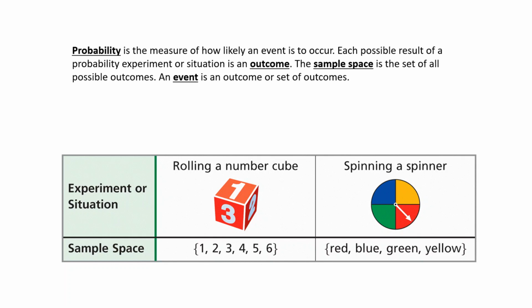All right, so let's take a look at some examples. So the experiment or situation is rolling a number cube, or in this case, spinning a spinner. So the sample space, that's just how many choices or how many outcomes there could be. So it could be 1, 2, 3, 4, 5, or 6 for the number cube, or your outcome could be red, blue, green, or yellow.